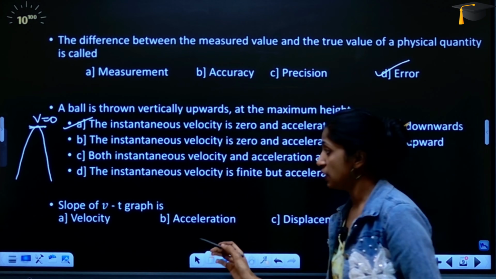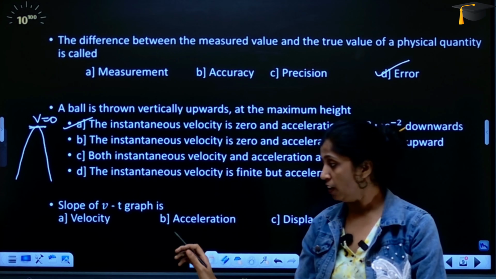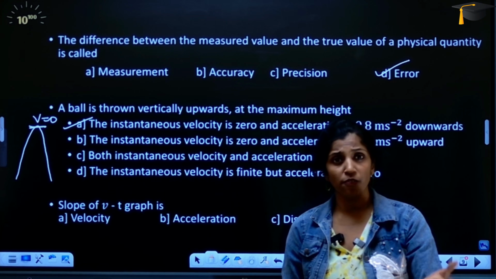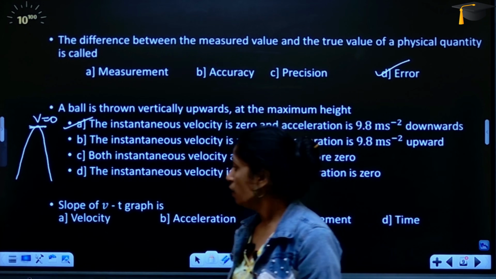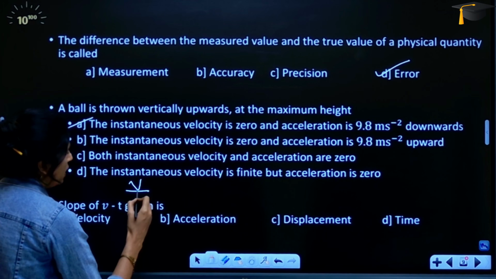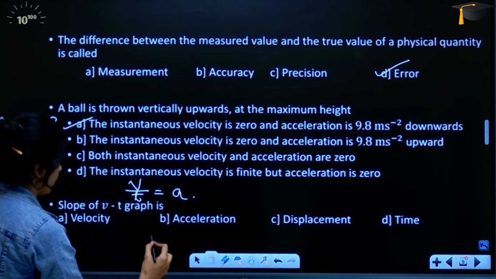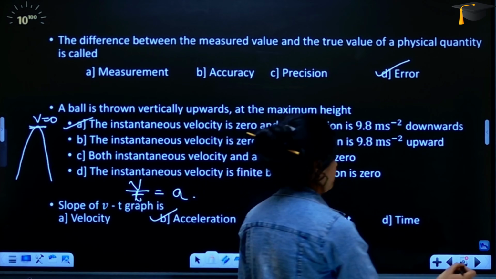Next, moving to the next question. See, again, this question has appeared here. The slope of a velocity time graph. As I mentioned, if it is slope, what you have to do? Slope is nothing but division, right? So you will divide velocity by time. So what does velocity by time give? Nothing but acceleration. Therefore, option B is the correct answer.